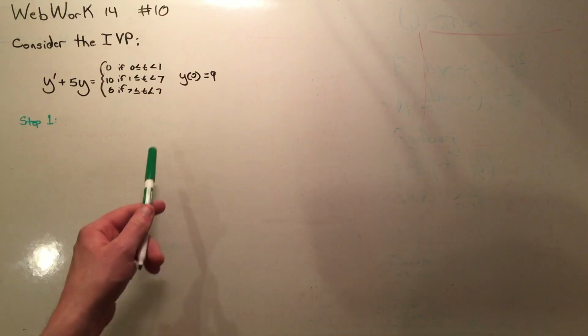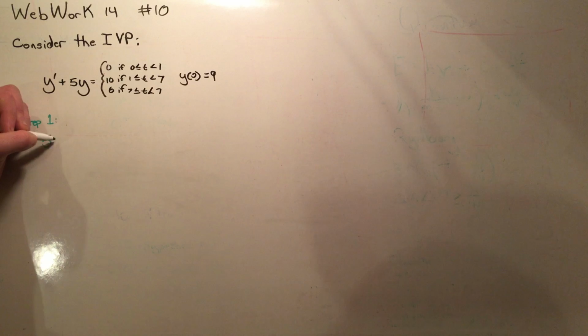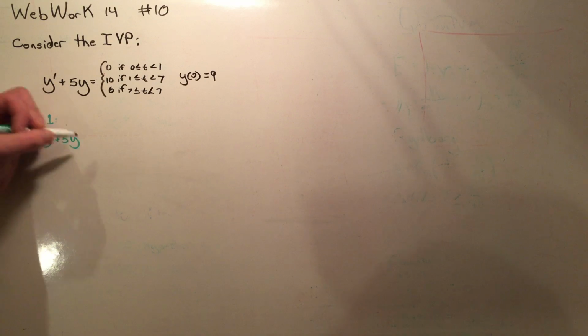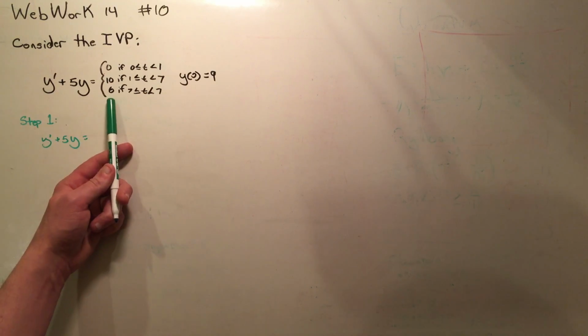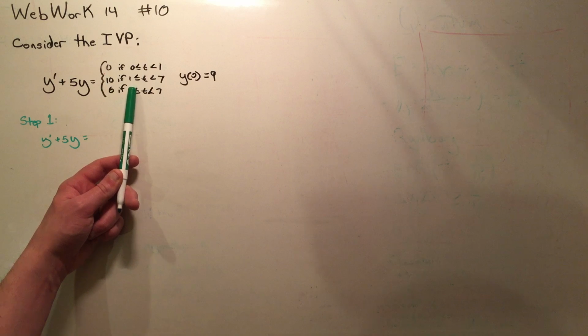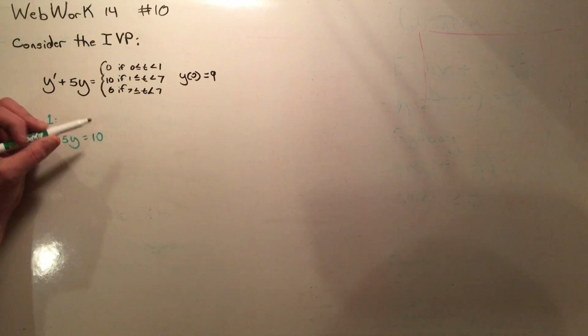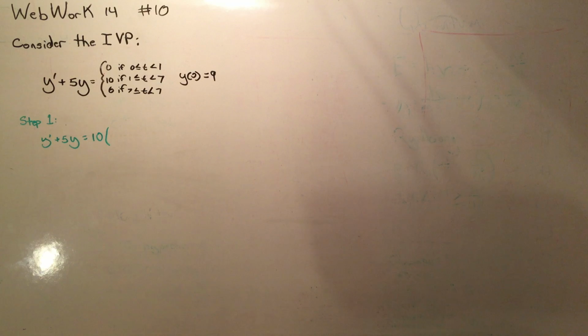is going to be rewriting this equation where the right side is in the form of a unit step function, which will allow us to take the Laplace transform and solve the differential equation. So we'll leave the left as it is for now. And basically what we've got here is two values, 0 and 10. So 10 is the value of the equation when t is between 1 and 7. So I'm going to leave 10 outside of the unit step functions for now.